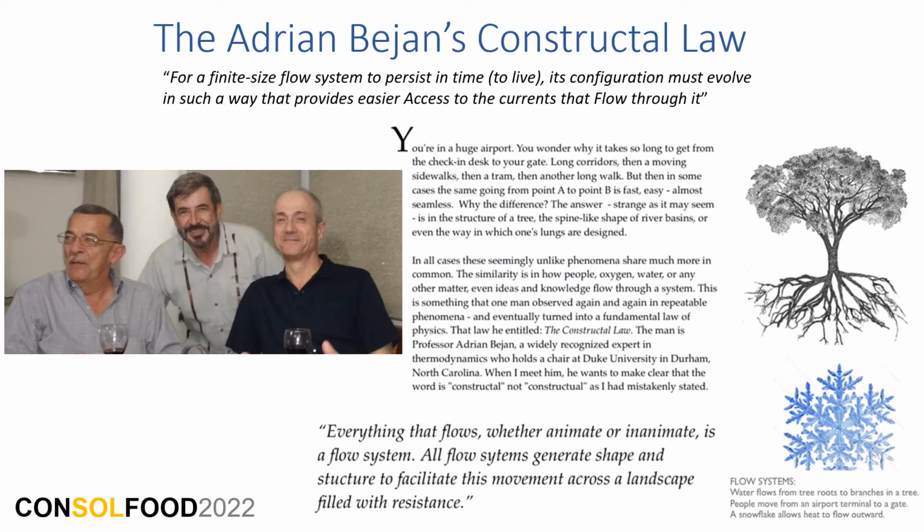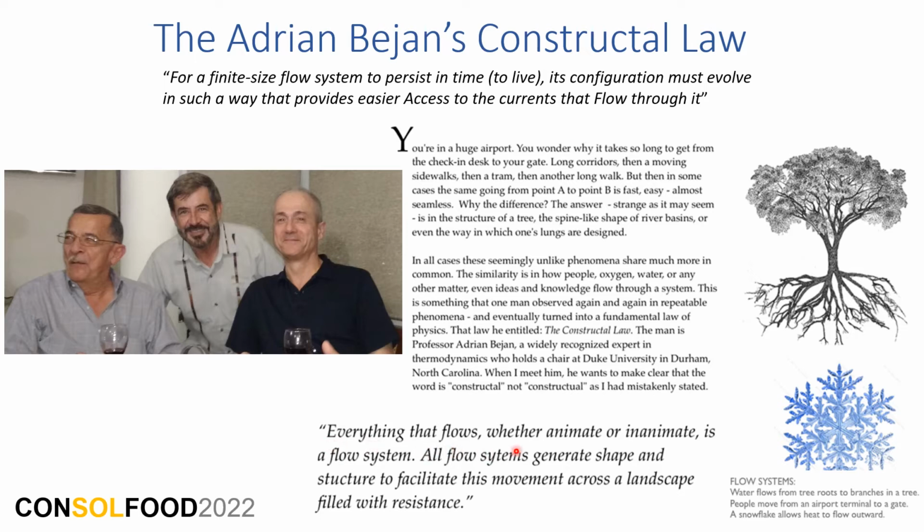From the early design, our solar oven evolved based on the Constructal law, stated by Professor Adrian Bejan with his own words, as you can read here. For a finite size flow system to persist in time, to live, its configuration must evolve in such a way that provides easier access to the currents that flow through it.